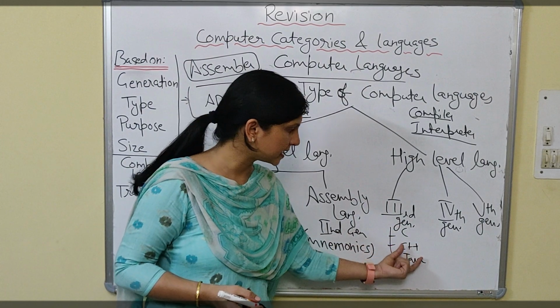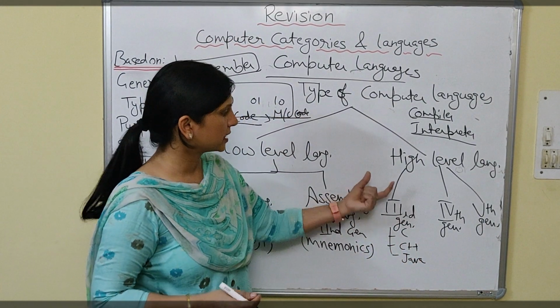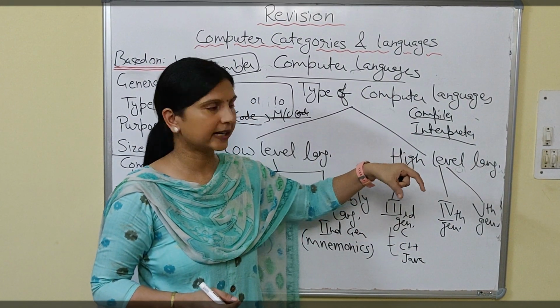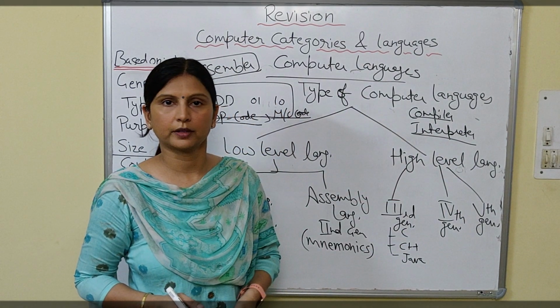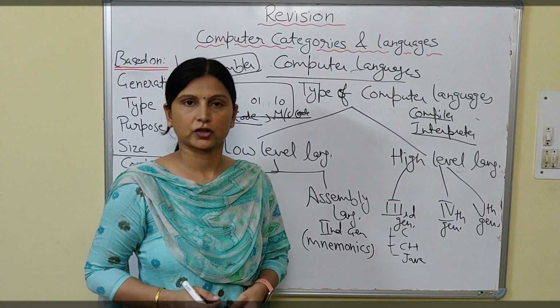Examples are C, C++, Java. Fine. So this was about third generation language, and on translators we will come later at the end of the chapter. First, we will cover the fourth and fifth generation languages. Now, we will see the fourth generation language.